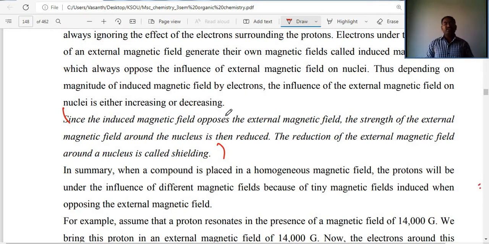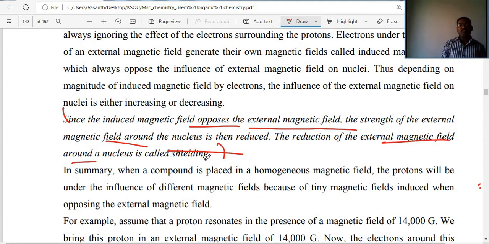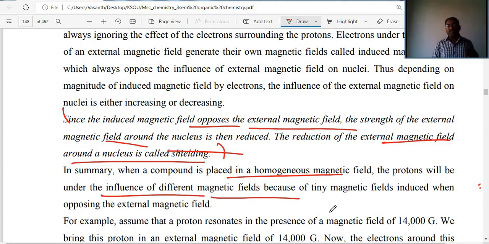Since the magnetically induced field opposes the external magnetic field, the strength of the external magnetic field around the nucleus is reduced. The reduction of the external magnetic field around a nucleus is called shielding. In summary, when a compound is placed in a homogeneous magnetic field, the protons will be under the influence of different magnetic fields because of the induced magnetic field opposing the external magnetic field.